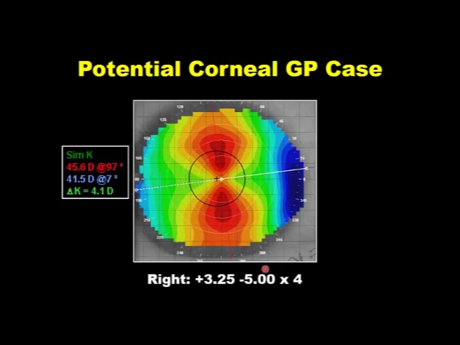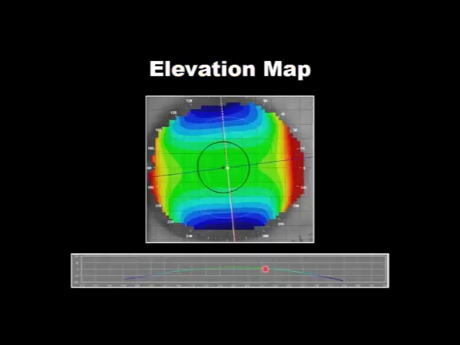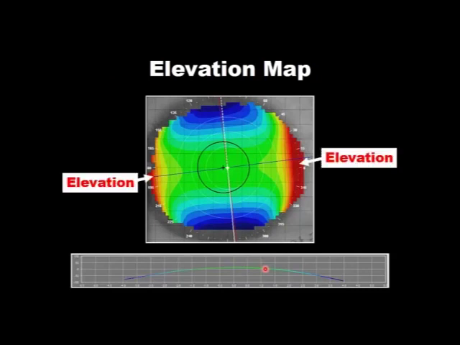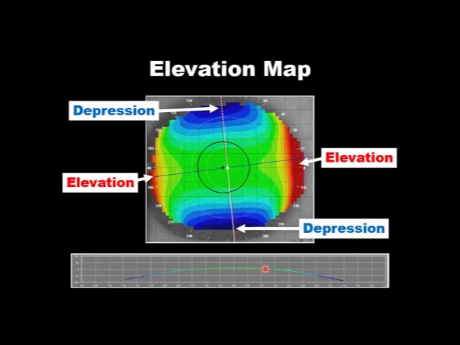And this particular patient was somebody who struggled with soft lens optics. The lens would not stay on axis with such a high corneal astigmatism. So we thought GPs might be the way to go. Now, if we look at the elevation map, what is it telling us about this high toricity eye? Cornea is highly elevated here, highly depressed here. So we may need a toric lens for this patient.